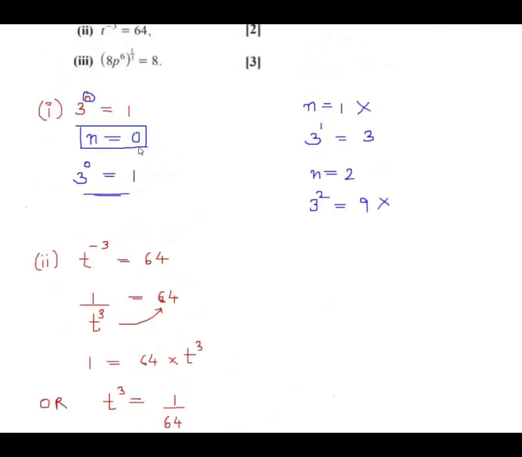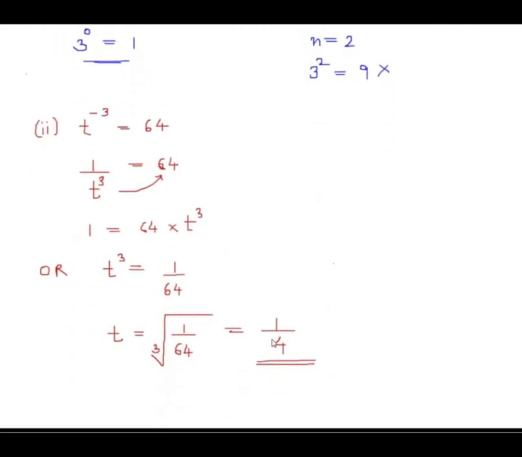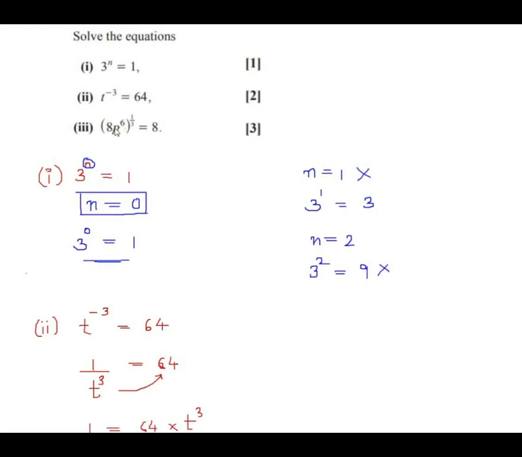So we got the value of n, we got the value of t. Let us look at the value of what we will get. As we know, we have to distribute the power to each term within the bracket. We write it as 8 to the power of 1 over 3 times t to the power of 6 raised to the power of 1 over 3 is equal to 8.